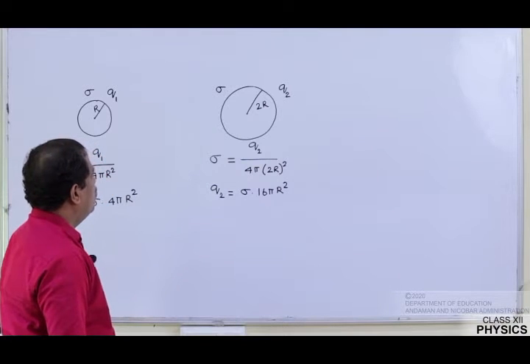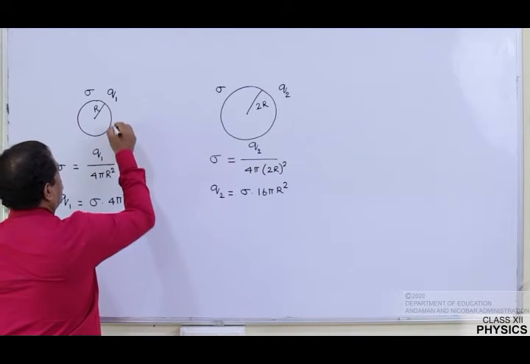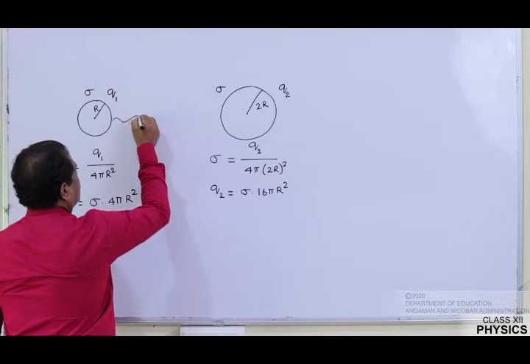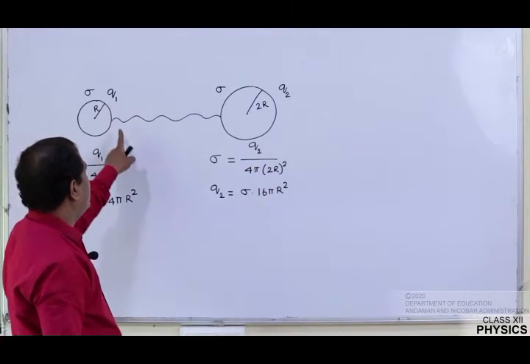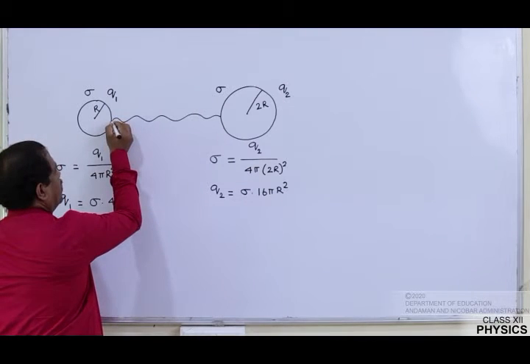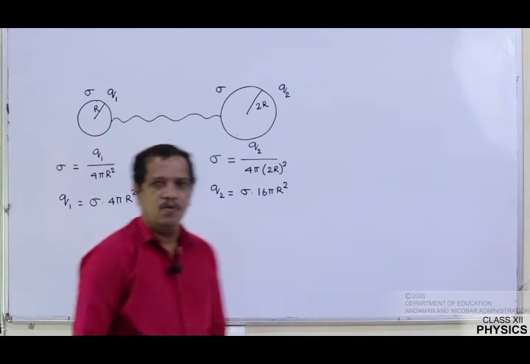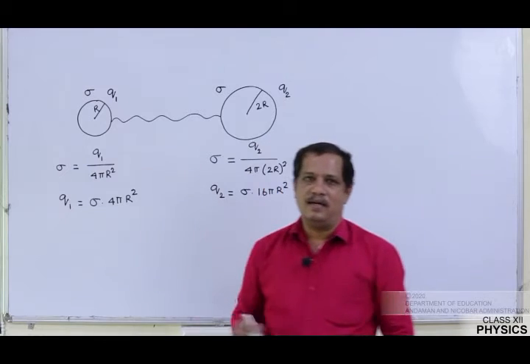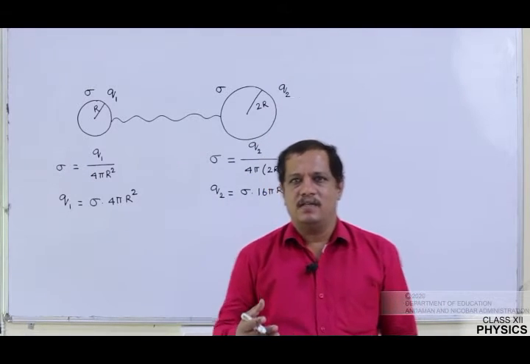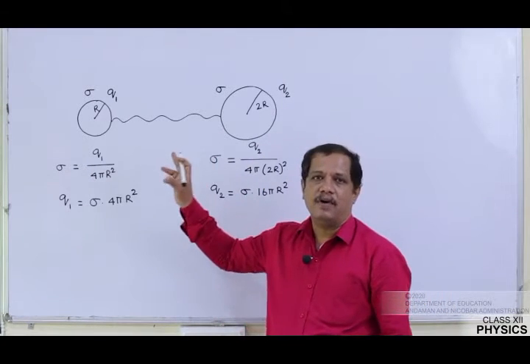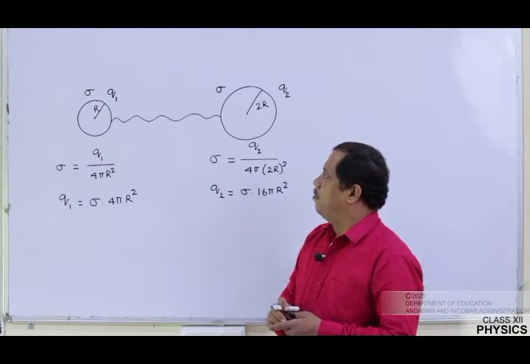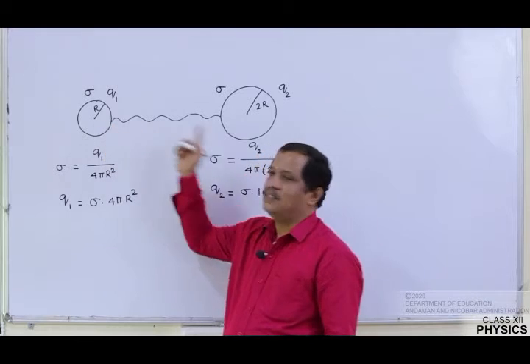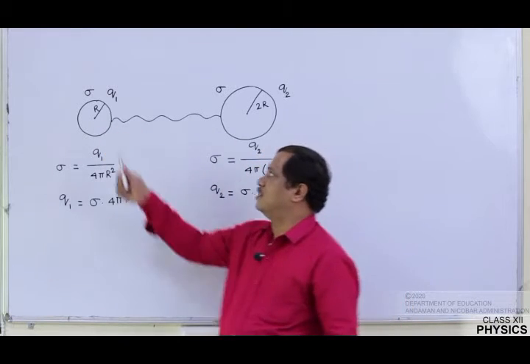Now, our question is, we are going to connect these two conductors by a thin wire. When I connect these two conductors with the help of a wire, I know that charges will flow from one conductor to the other. In other words, charges will flow from a conductor of higher potential to lower potential. Then, because of the flow of the charges from one conductor to the other, the surface charge density is going to change.